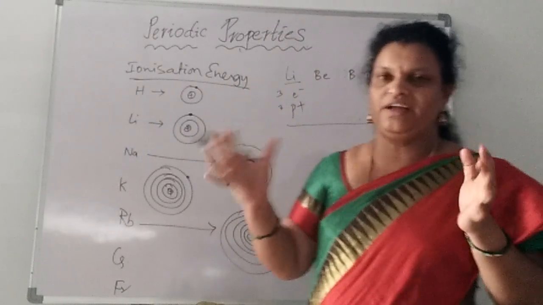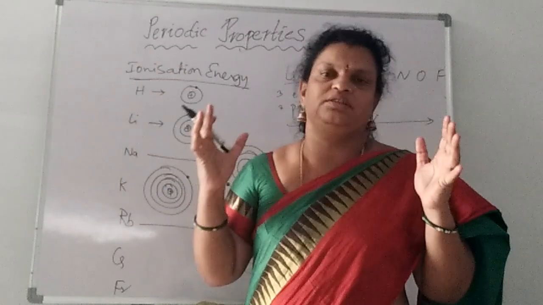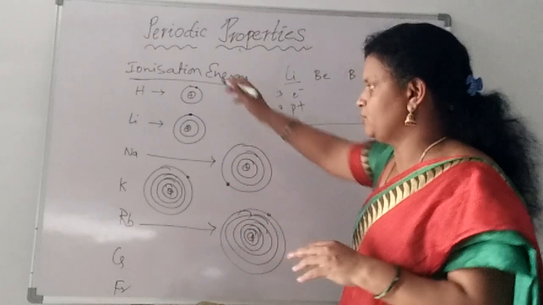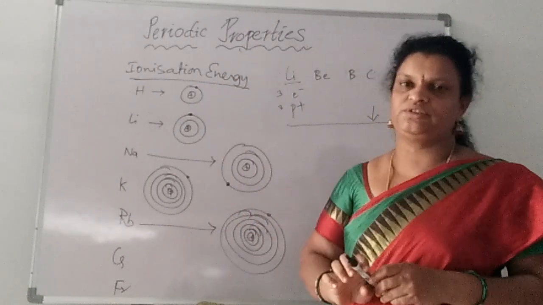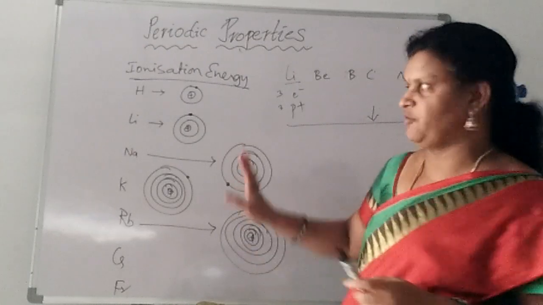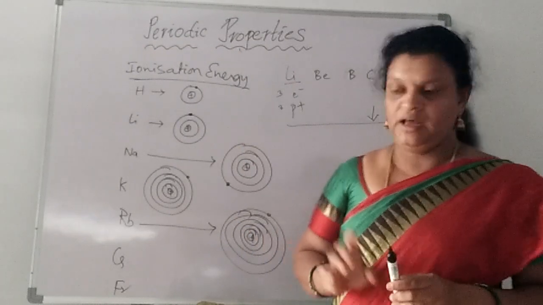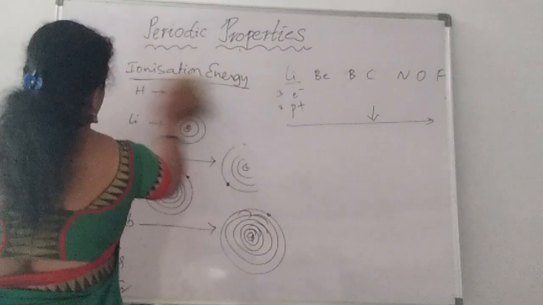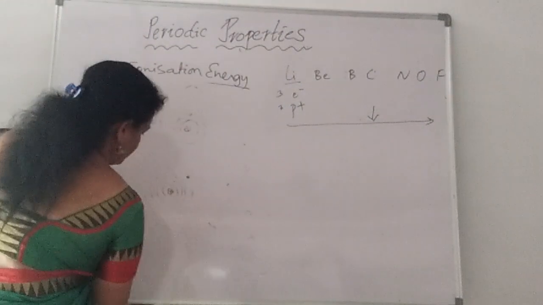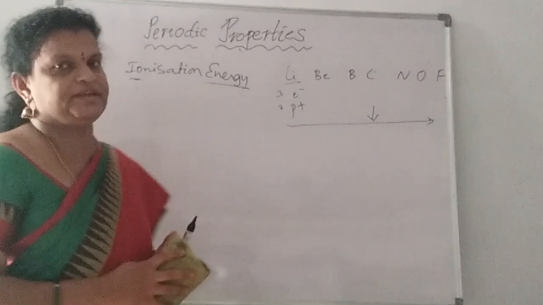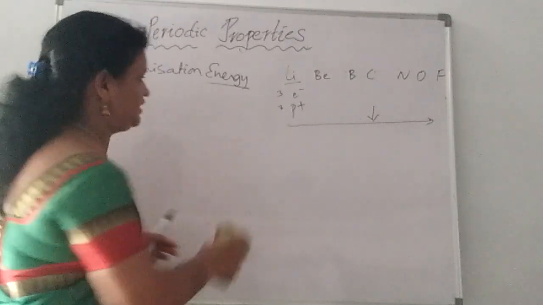If any element is very large, its ionization energy value will be very low. So in a group, from top to bottom, if you observe, the ionization energy value is going to decrease. Here we are considering only atomic size. But when you go across a period, as I said earlier, there is no order for the ionization energy. Why are we saying that?